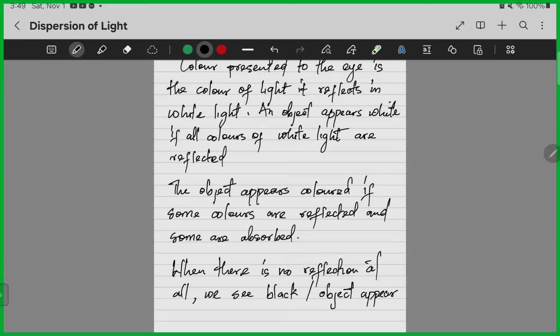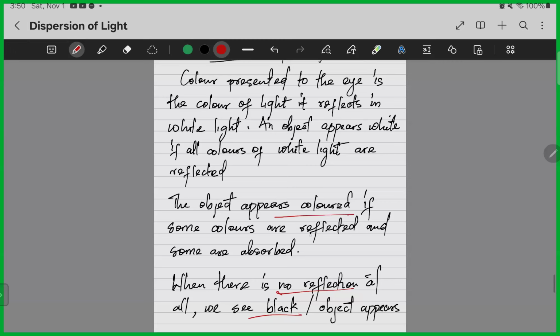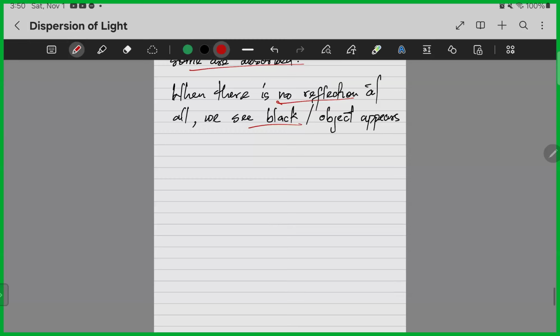So you see the idea here. When there is reflection of all the colors of ROYGBIV, you see white. When some reflect more than the others, you see some colors. And later on, we will see what we can have when you combine colors like red and blue together. We'll talk about that. But when there's no reflection at all, you see black. No reflection, black. It is colored if some reflect and others are absorbed. When all colors are reflected, we see white. So let's get the idea.